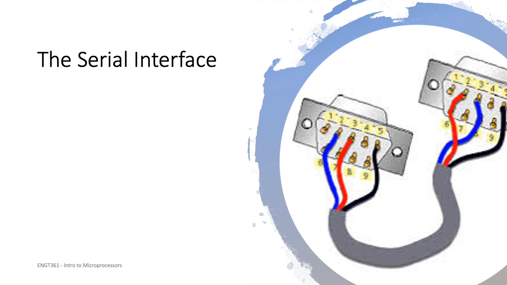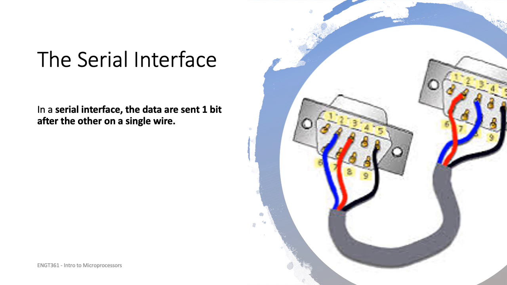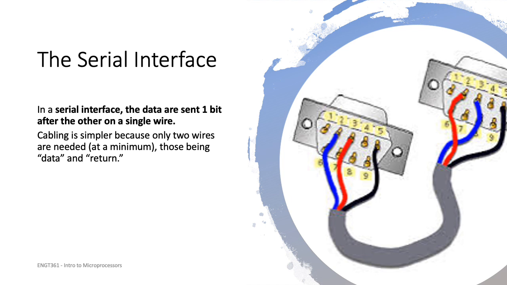We now look at serial interfaces. In a serial interface, the data are sent one bit after the other on a single wire. There are a number of good reasons for doing this. First, the cabling is simpler because only two wires are needed at a minimum, those being data and return.